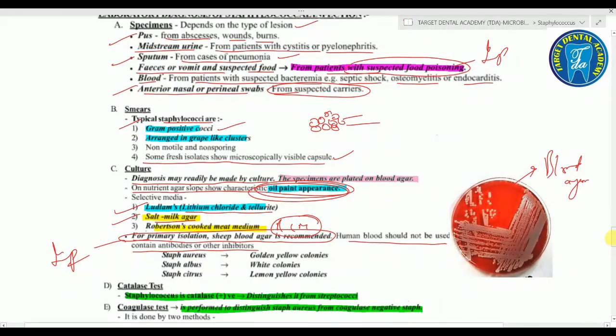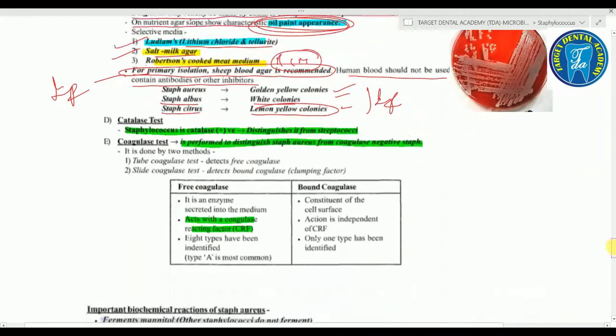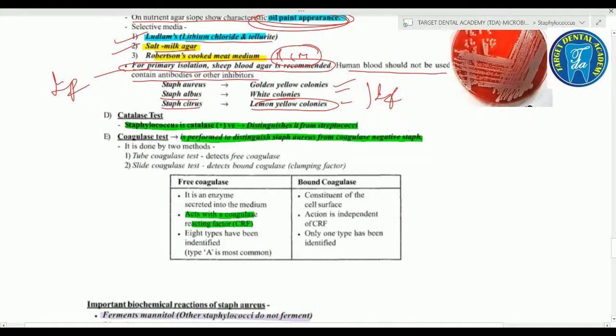In this, Staphylococcus aureus gives golden yellow colonies. Staphylococcus albus gives white colonies, while Staphylococcus citreus gives lemon yellow colonies. Important: coming on to the catalase test. The catalase test in Staphylococcus aureus is positive. It distinguishes it from the streptococci.